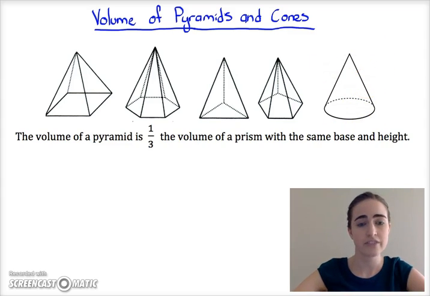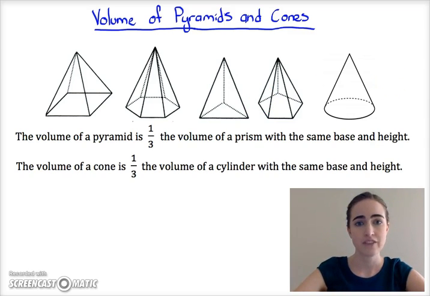So the rule for finding the volume is that the volume of a pyramid is a third the volume of a prism with the same base and height. So for example, if we look at this first pyramid, if we had a prism that had that same square or rectangular base and it was the same height, so it came up here, then the volume of this pyramid would be a third times the volume of that prism. So that works for any pyramid. It also works for cones as well. So the volume of a cone is a third the volume of a cylinder with the same base and height.